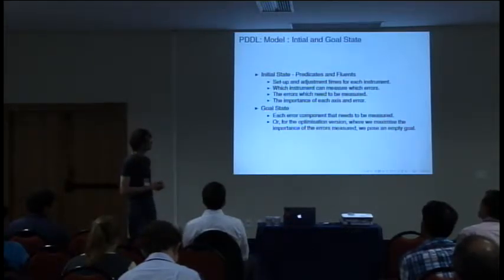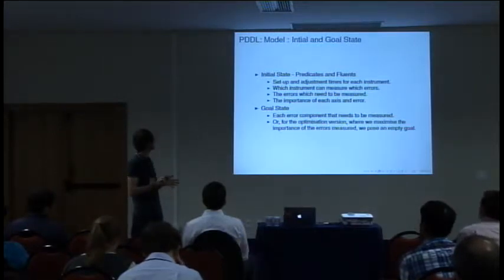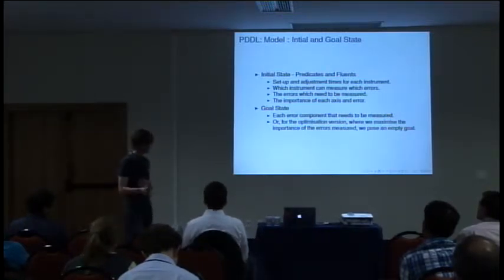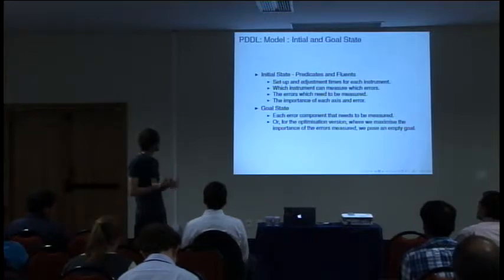So in our initial state, we have all the setup and adjustment times for the instrumentation, which instrumentation can measure which error, all the errors that need to be measured, and the importance of each axis and error. So then in our goal state, we can either pose all the error components that we want to be measured, or if we don't have enough time, then we pose an empty goal and leave the planner to try and select the best ones, the most important errors to be measured.